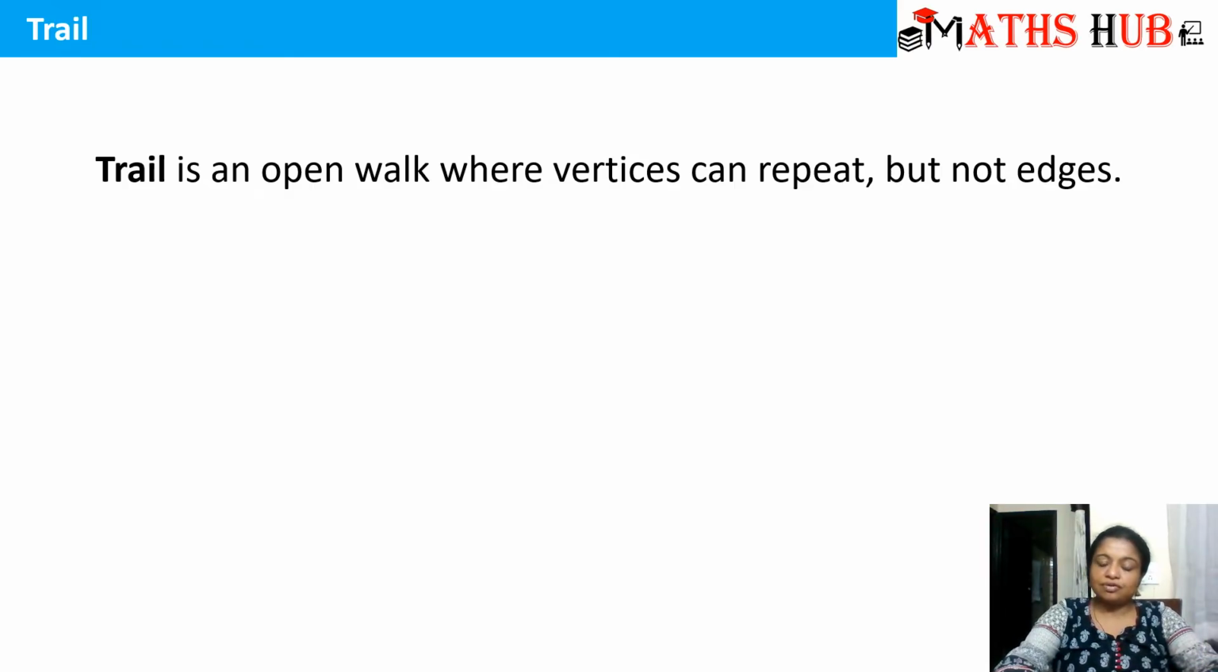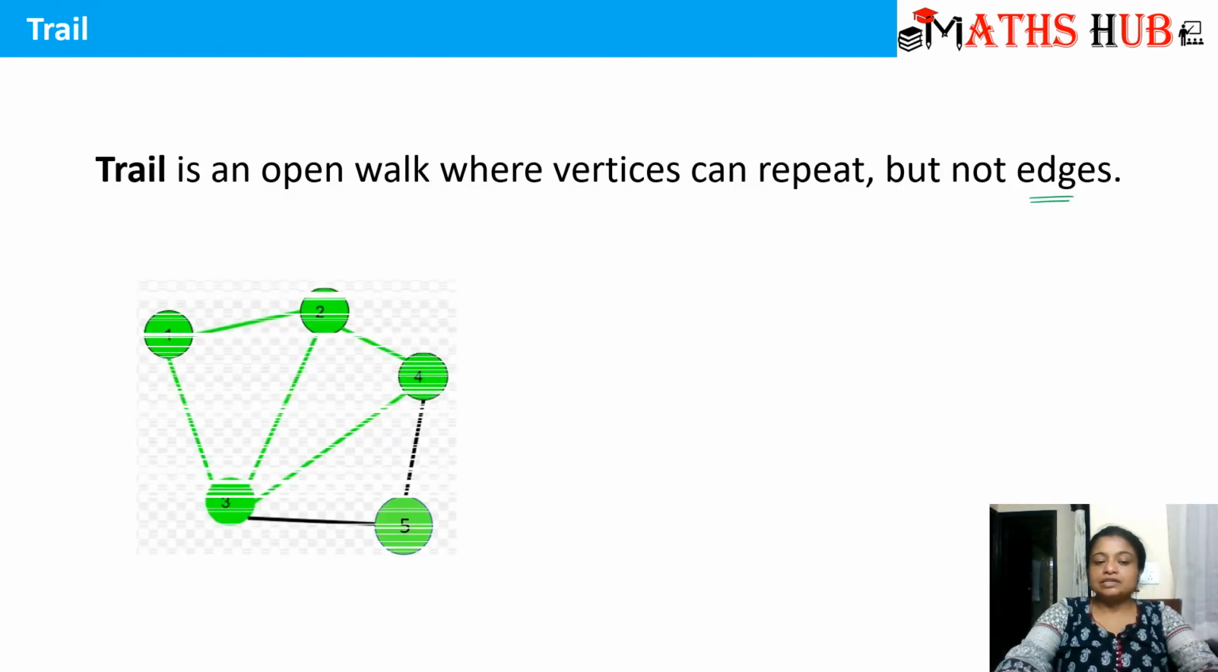So, if you just go back to the definition of walk, you could travel any vertices and any edges multiple times, right? So, there is no restriction. Now, when we are talking about a trail, the vertices can repeat but not the edges. That means there is a restriction on the edges, right? So, now I will take the same example throughout.